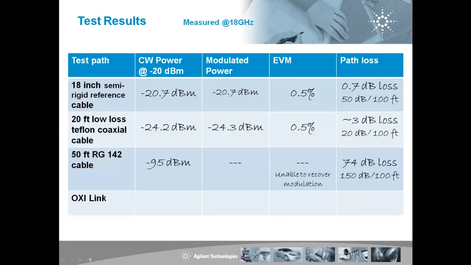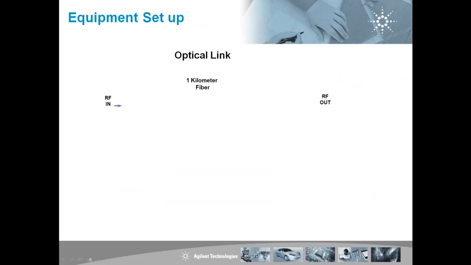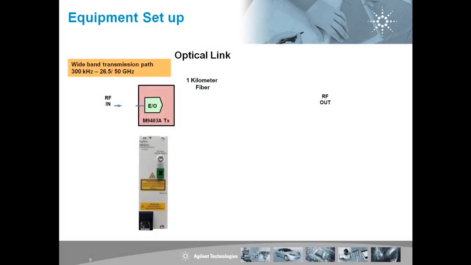Now that we have a better idea of how our signal behaves through various lengths and qualities of coaxial cables, let's see how the optical links will treat our CW and modulated signals. Before we set up and make our measurements, let's take a look at how the optical links work. The optical links provide a wideband transmission path from 300 kHz to 26.5 or 50 GHz.